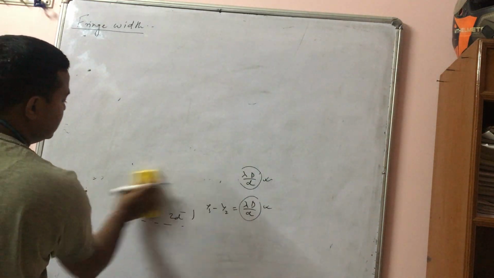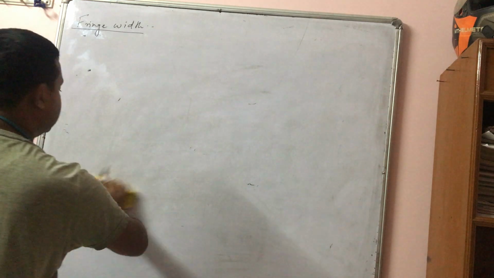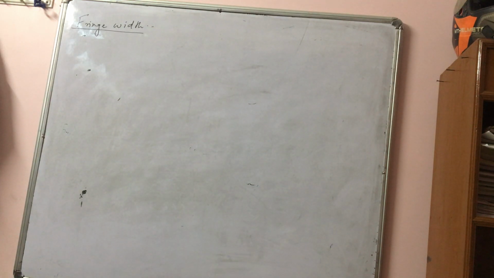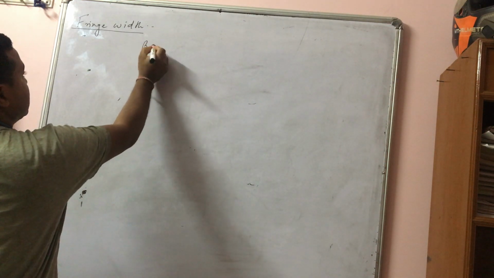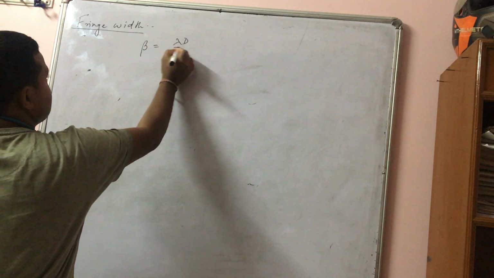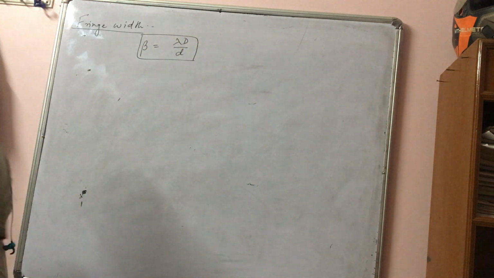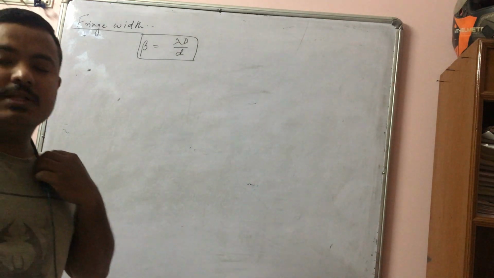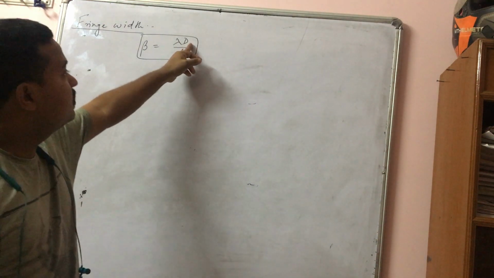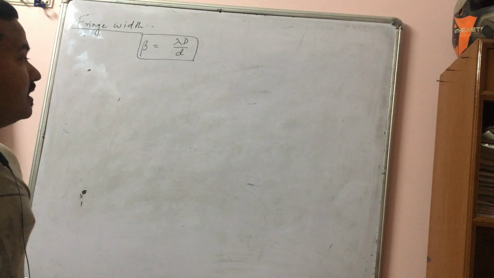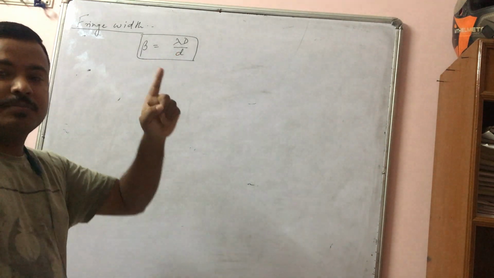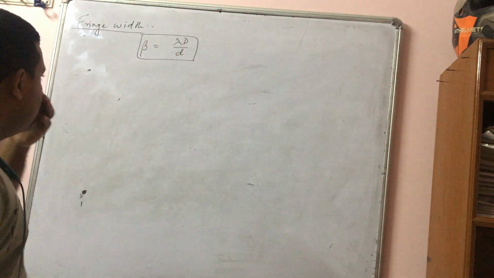Fringe width is represented by the letter beta. So beta will be lambda D by d. This is fringe width, and you have to remember this. Here lambda is the wavelength of light, D, you know, is the separation between slit and screen, and small d is the separation between the two slits.